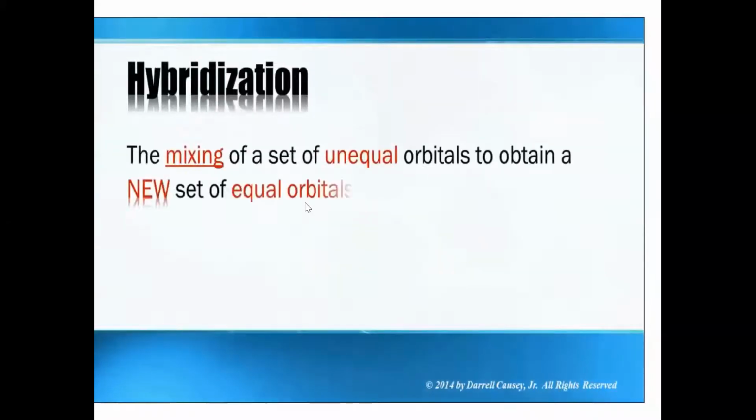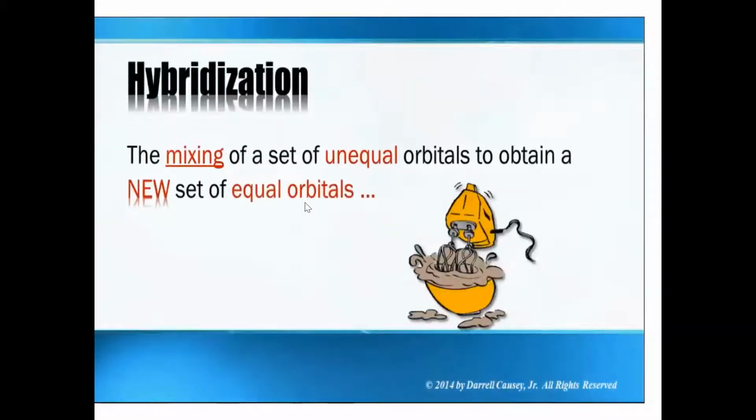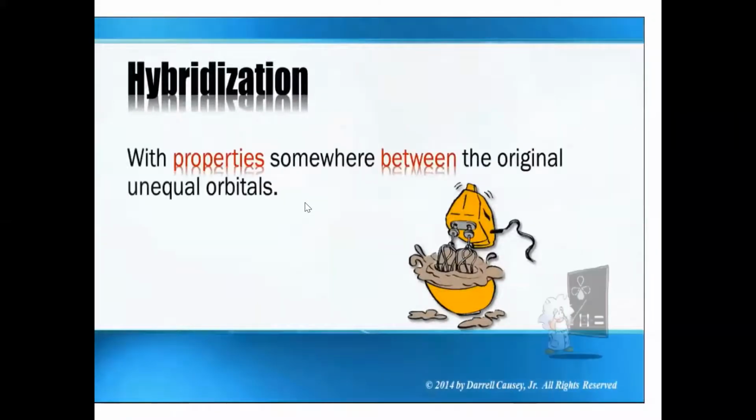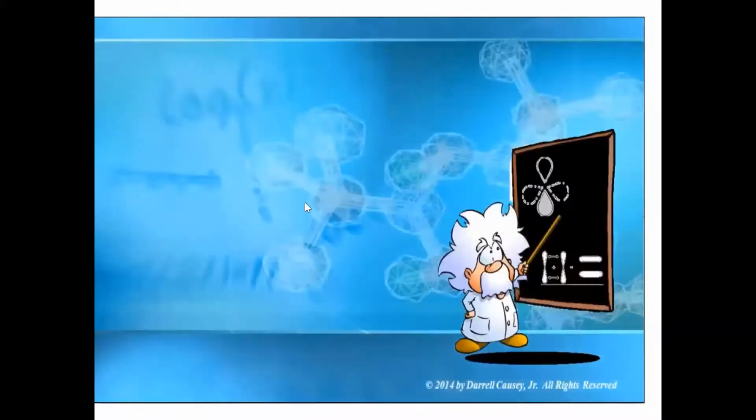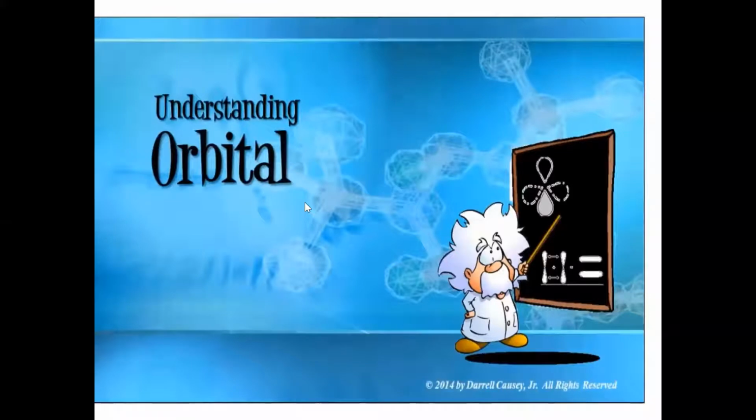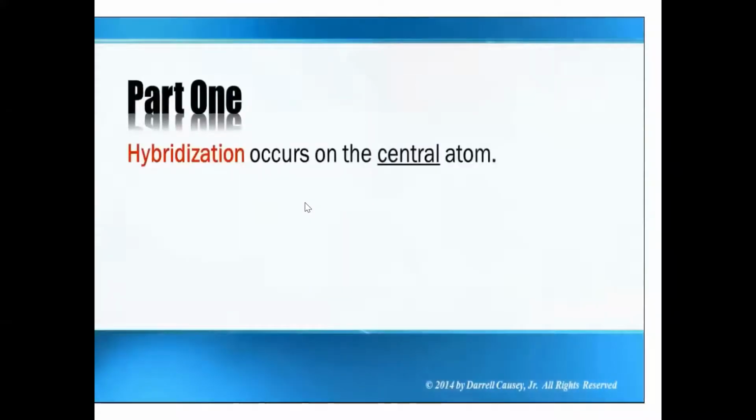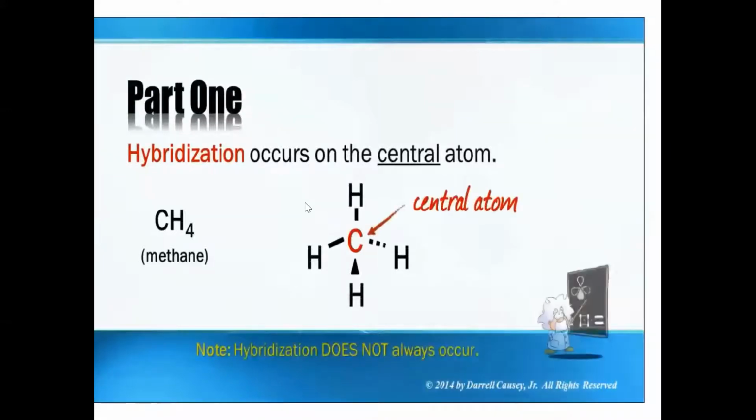Hybridization is the mixing of an unequal or a set of unequal orbitals to obtain a new set of equal orbitals. And this new set has properties somewhere between the original unequal orbital. Let's understand orbital hybridization. The first part is hybridization occurs on the central atom. So if we look at something like methane, carbon is the central atom, and that's where we expect hybridization to occur.